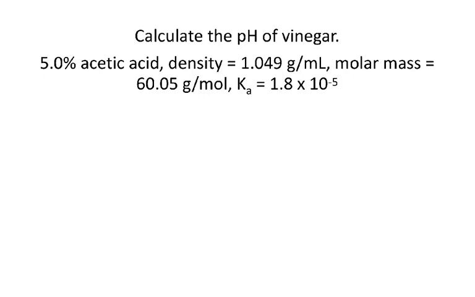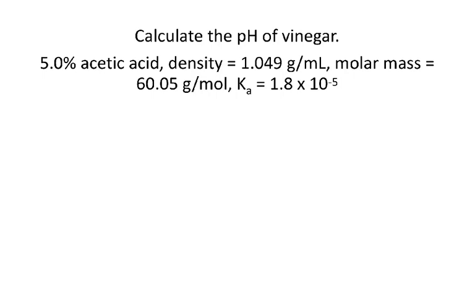Okay, one more practice question for you. Calculate the pH of vinegar. Vinegar is 5% acetic acid. The density of vinegar is 1.049 grams per milliliter. Its molar mass is 60.05 grams per mole. And the Ka value for acetic acid is 1.8 times 10 to the minus 5. I would highly recommend pausing this video, making sure you can work through this problem.